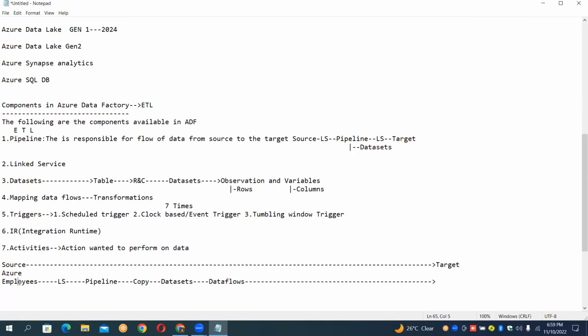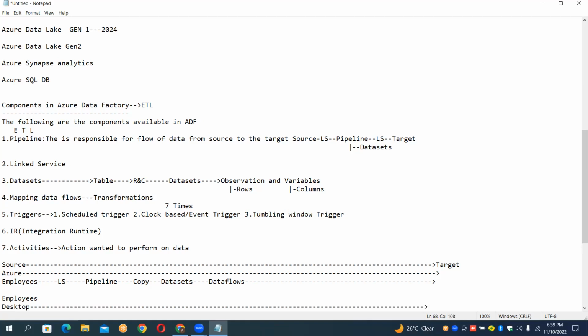Then we have integration runtime, guys. If you have Azure to Azure copy, you're transferring the data from one Azure environment to another Azure environment, then we require an IR called what? Azure IR. Suppose the same employees file is stored on my desktop, and you have to transfer the data to the cloud. That is called as what? Azure Blob Storage.